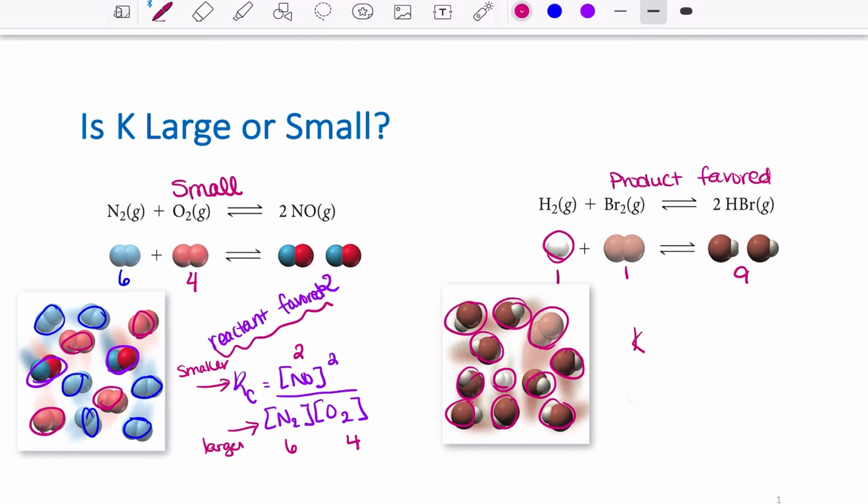What's my Kc expression? I've got HBr squared, because remember that coefficient out front becomes your exponent, times the concentration of H2 times the concentration of Br2. Let's pretend that those molecules are actually a molarity instead of just number of molecules. That would be 9 squared divided by 1 times 1. Overall, the value would be 81. That is a Kc value that's larger. It's product favored.